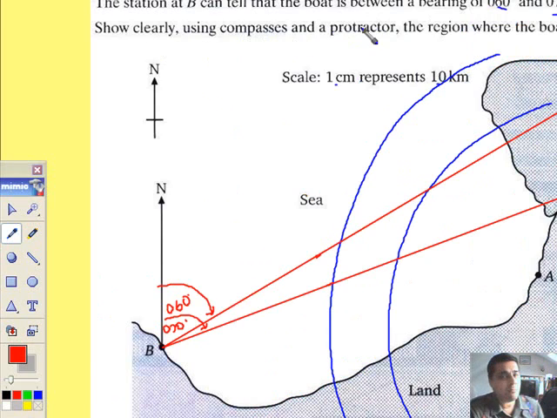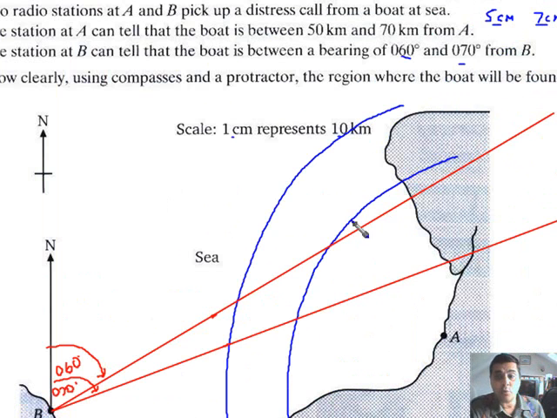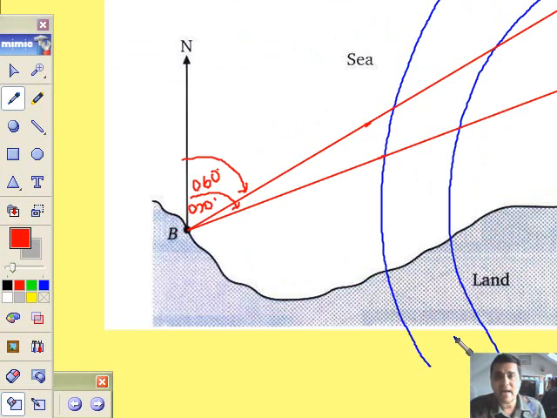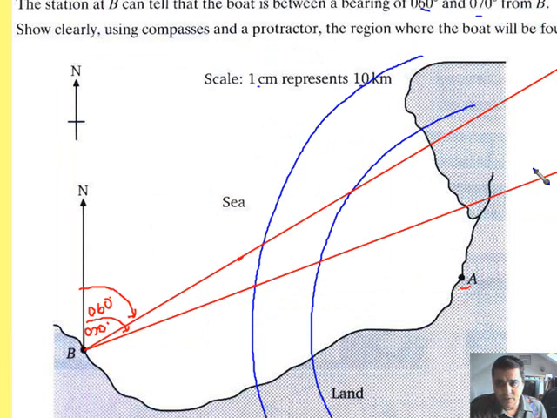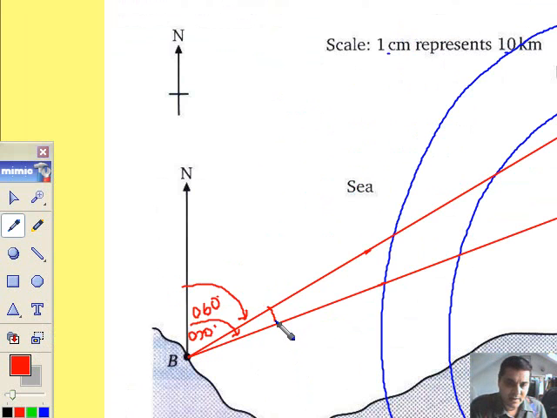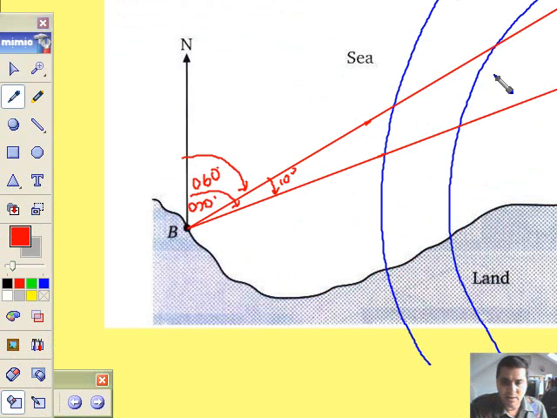Show clearly using compasses and a protractor the region where the boat will be found. Well, according to the signal from A, it can pick up anything in the blue region within here. Alright, that's A's way of picking things up. Now B works on bearings. B says I'm somewhere within this narrow 10 degree range. Okay, 60 from 70 is 10 degrees, so that little bit just happens to be 10 degrees. So where do the two regions overlap? Answer right there, and I'm going to shade it in green.